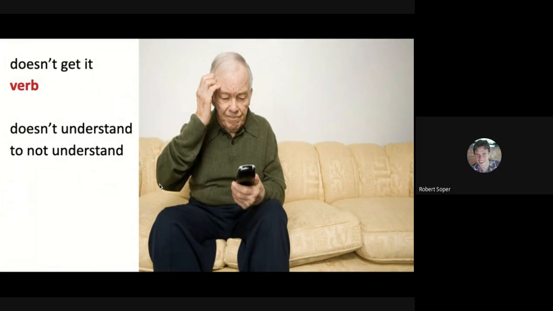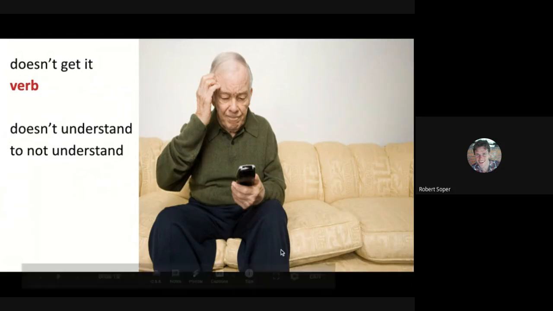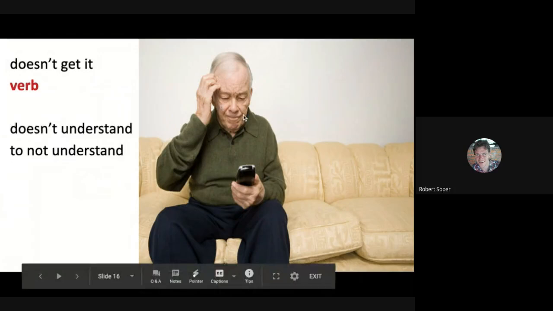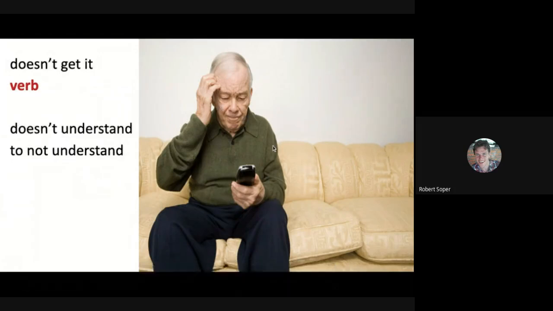So looking at this poor old man over here, what doesn't he get? Well, he seems to have sitting down mastered, but he seems to be looking at this mobile phone in his hand, and he doesn't seem to get it. Or maybe you don't recognize this as a mobile phone. Maybe it's a remote control for the TV. Either way, he doesn't get it. He doesn't understand how to use it.